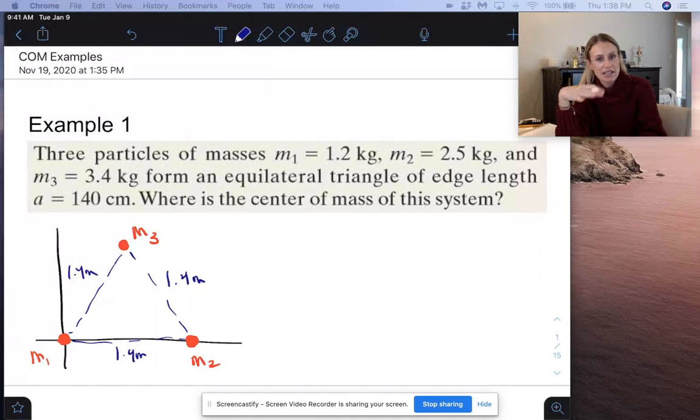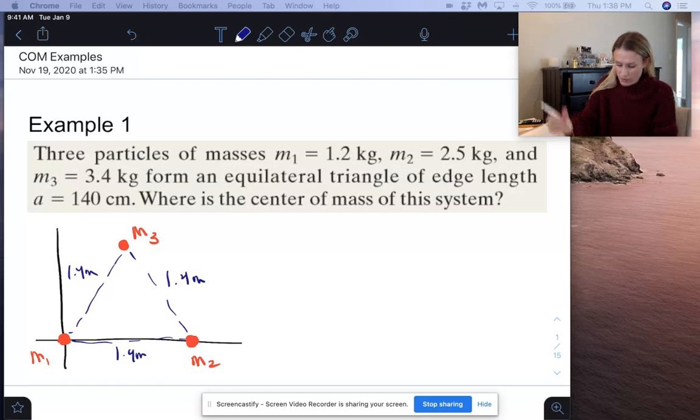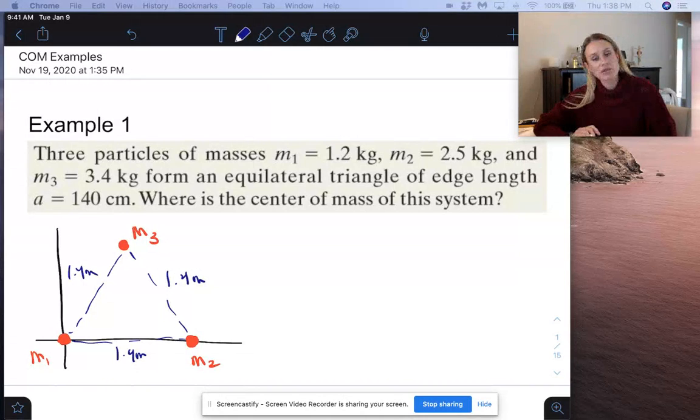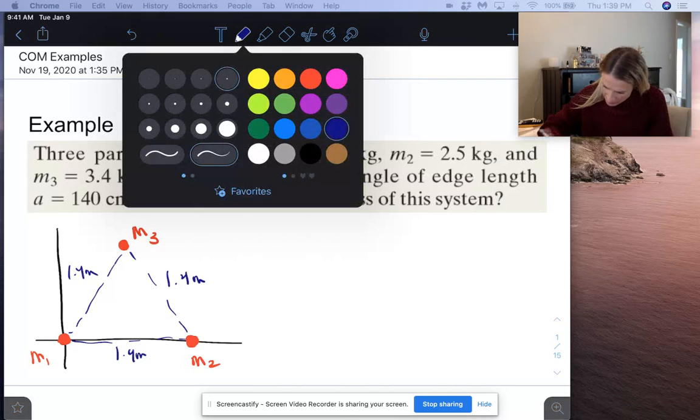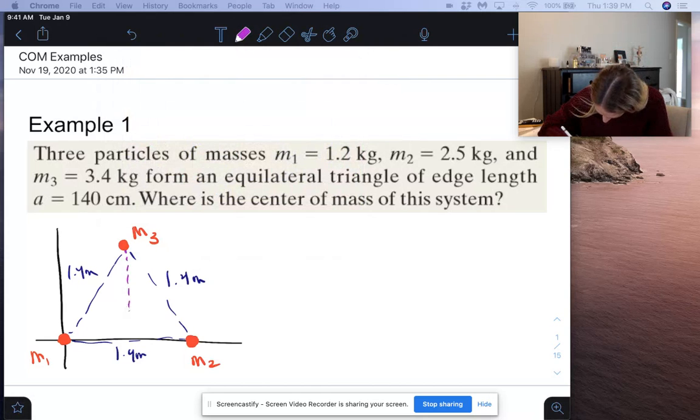Now let's take x and y separately here. What I mean by that is I'm going to find the x coordinate of the center of mass first and then the y coordinate of the center of mass. Now if I'm looking at the x coordinate, I can see that the x coordinate of mass 3 is going to be smack dab in the middle of mass 1 and mass 2. Does everyone see that? If we look at mass 3 right here, the x coordinate of that is going to be right here, which is 0.7 meters or 70 centimeters.